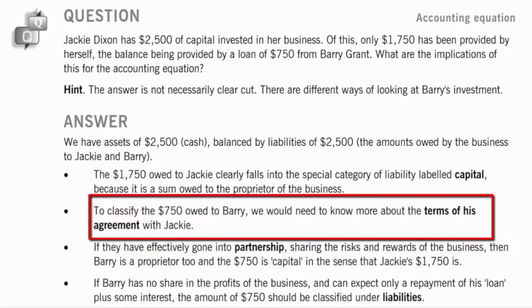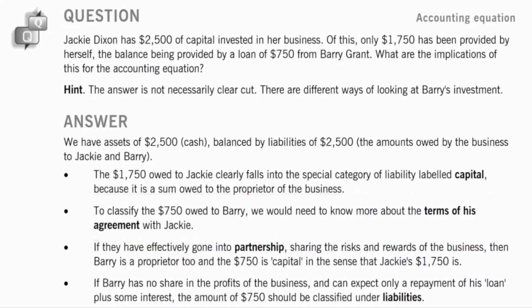But here's the important question. How should we classify this? The classification depends on the terms of the agreement between Jackie and Barry, which we'll explore next. Step 3. Understand Barry's role. Barry's $750 could be classified in one of two ways, depending on the arrangement between him and Jackie.